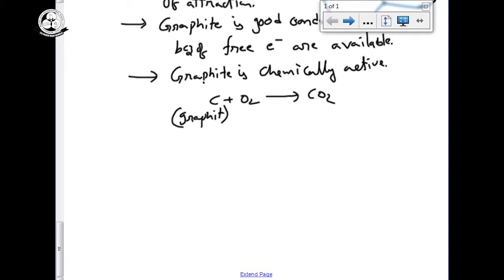Why? Because only graphite reacts with oxygen to form carbon dioxide, but diamond, on reaction with oxygen, cannot give CO2. Diamond is more stable, so it is the least reactive chemically, and graphite is the more reactive.